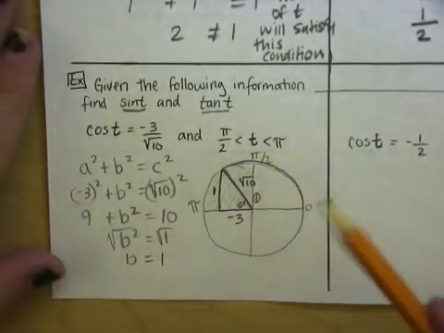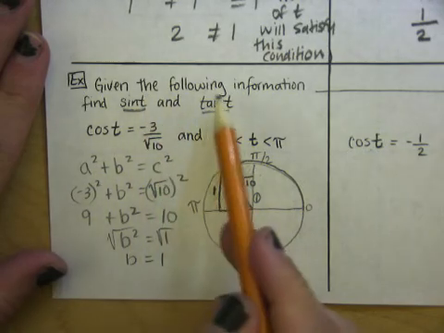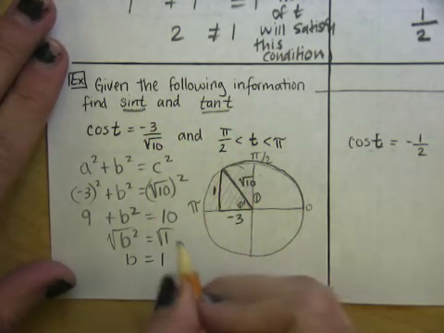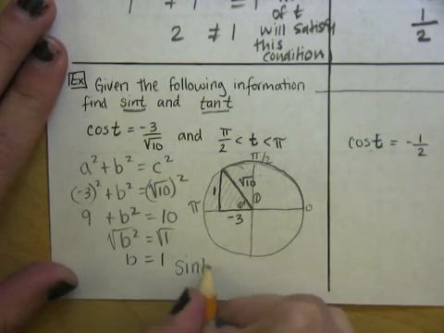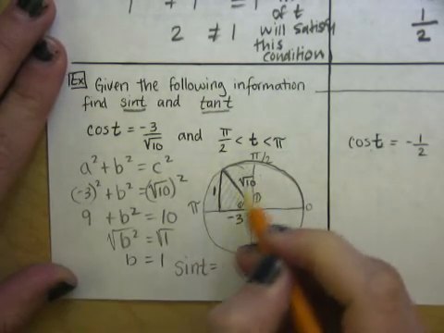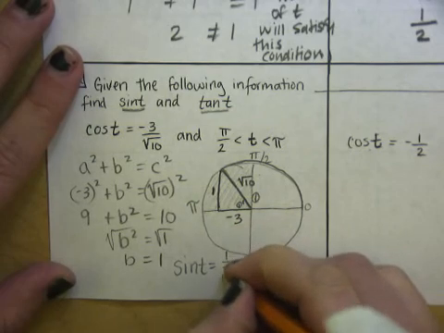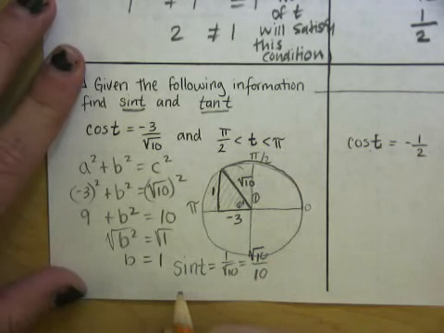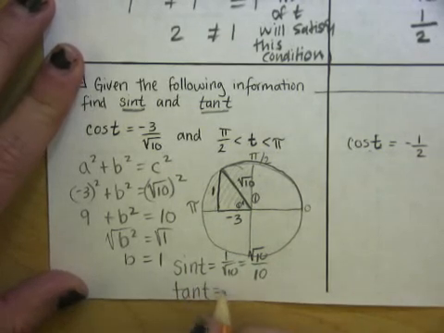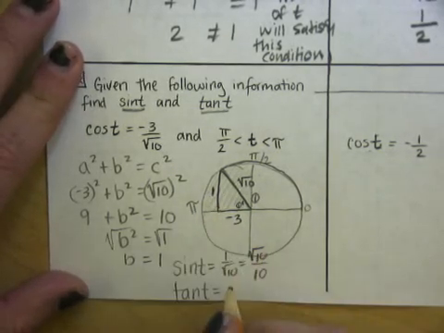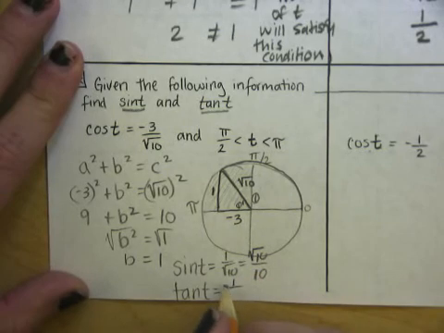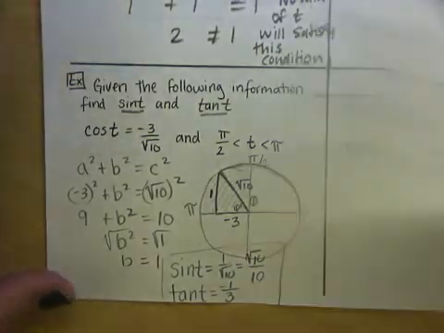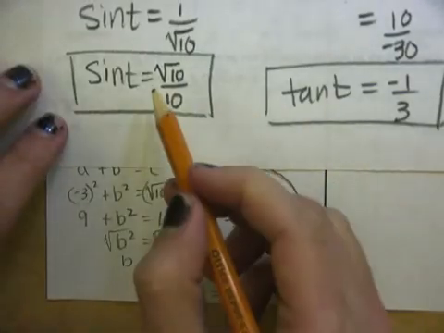So the nice thing is, once you have your picture drawn, you can find sine and tangent by just knowing that sine is opposite over hypotenuse. So sine of t is opposite over hypotenuse, so 1 over root 10, which rationalizes to root 10 over 10. And tangent of t, TOA, is opposite over adjacent, so it's 1 over negative 3, which is the same thing as just negative 1/3. And that is the exact same 2 answers that we got with the algebra.